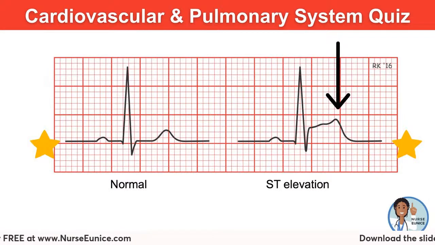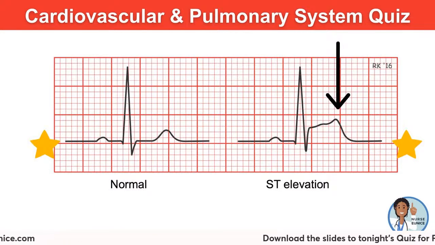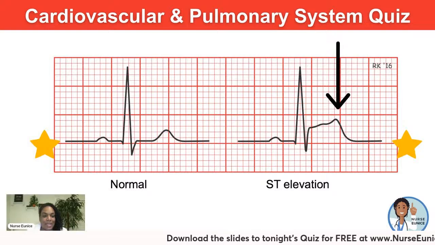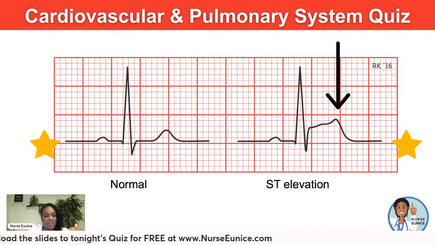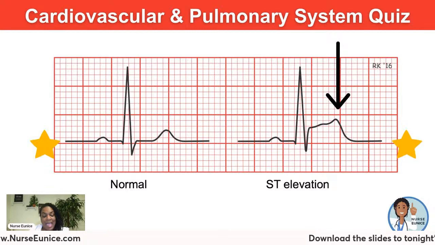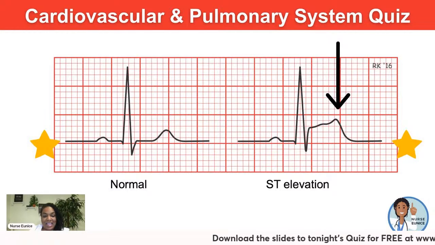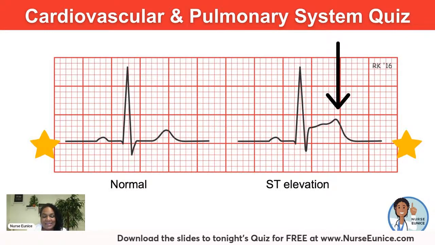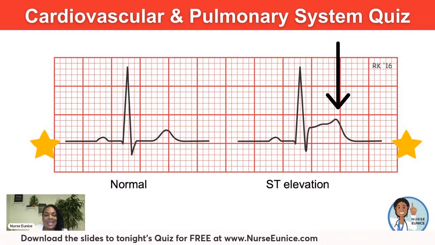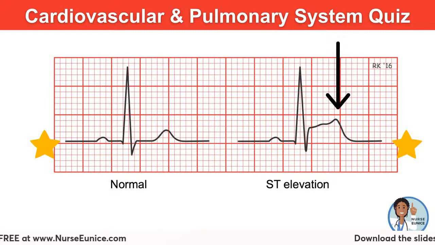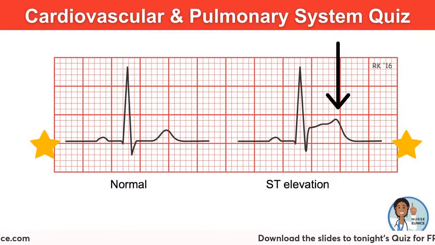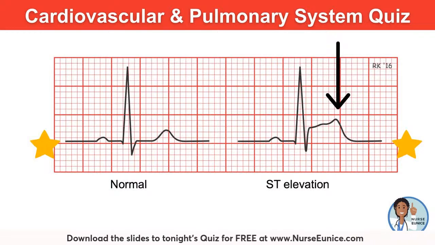So the normal complex, I have the stars there, and the stars indicate the baseline. So that would be where the normal is. And so when you look at the normal baseline where the star is located, compared to the one that's abnormal with the ST elevation in the arrow, look at how high that ST segment is. So that's what we call ST segment elevation. That would be an indication that your patient is having a heart attack, or as the prior slide stated, myocardial infarction.